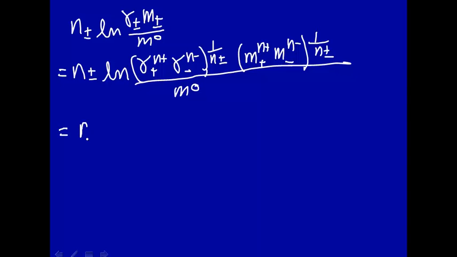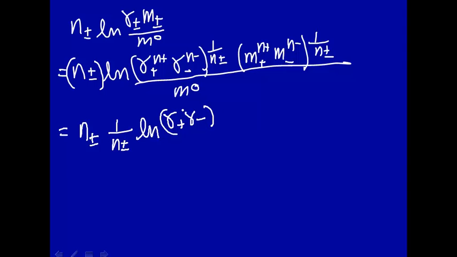All right, so this is equal to n plus minus multiplied by... let's see, we have this raised to the n plus minus, and this raised to the 1 over n plus minus, so we can take that out of the logarithm: 1 over n plus minus, times the natural log of gamma plus, gamma minus, this is raised to the n plus, raised to the n minus, here we have m plus raised to the n plus, m minus raised to the n minus, all over m0. Look, that cancels out.